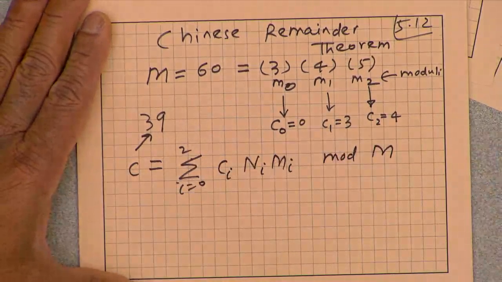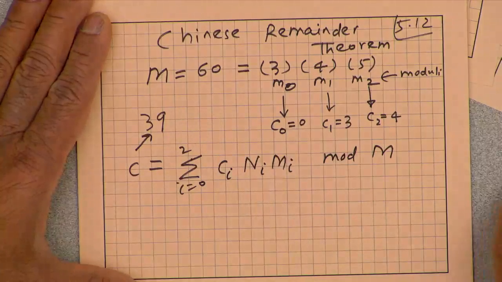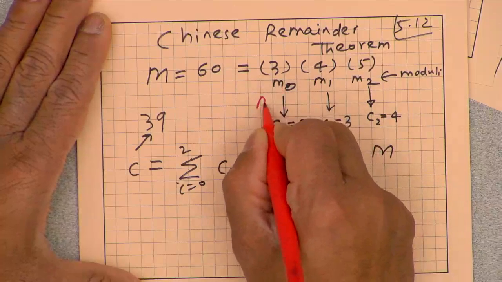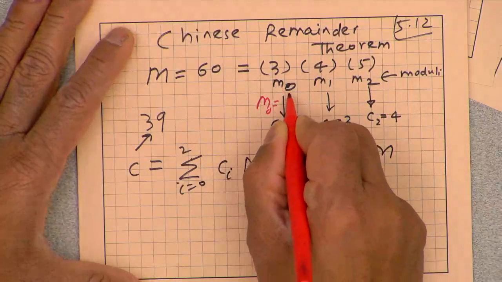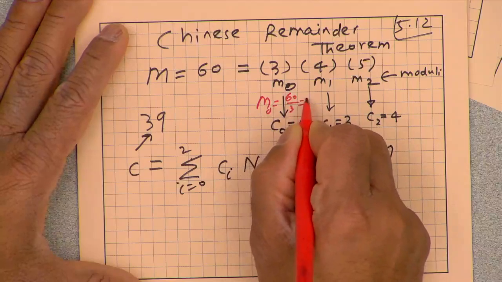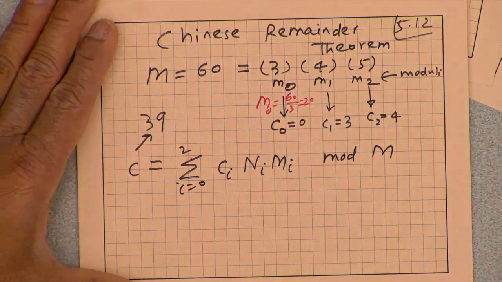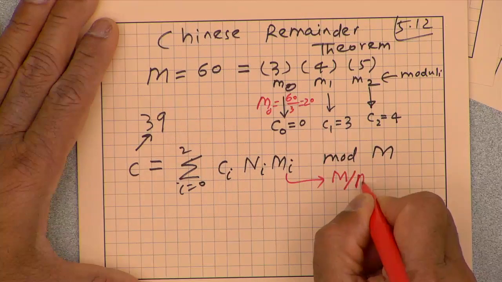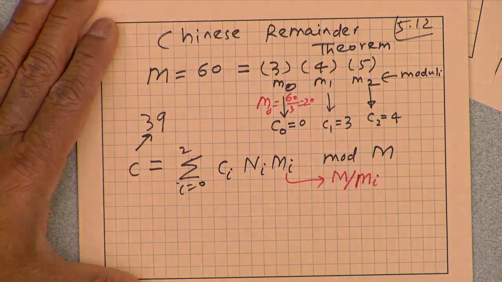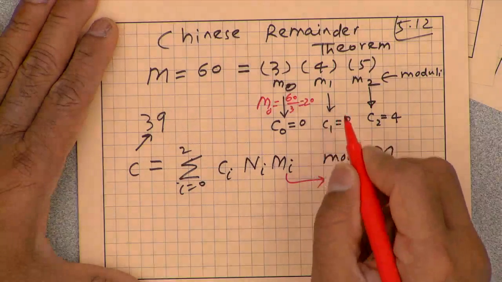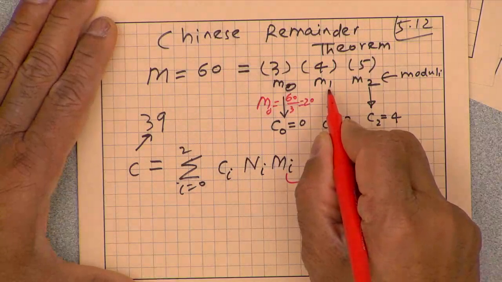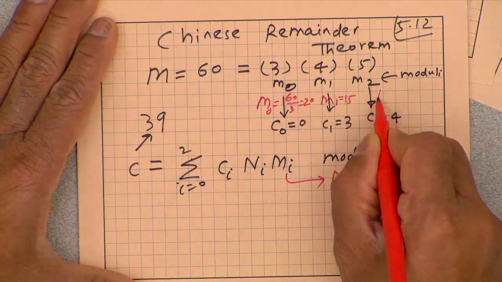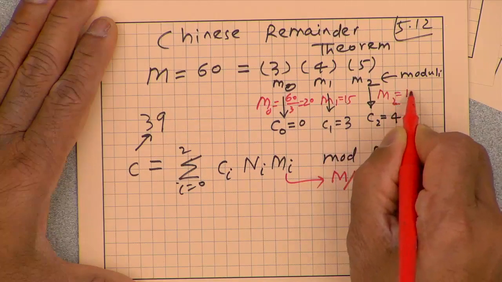But let me explain what these N and M are. M0 is 60 divided by 3, which is 20. So Mi is M divided by mi. What is M1? 60 divided by 4. And what is M2? 60 divided by 5.